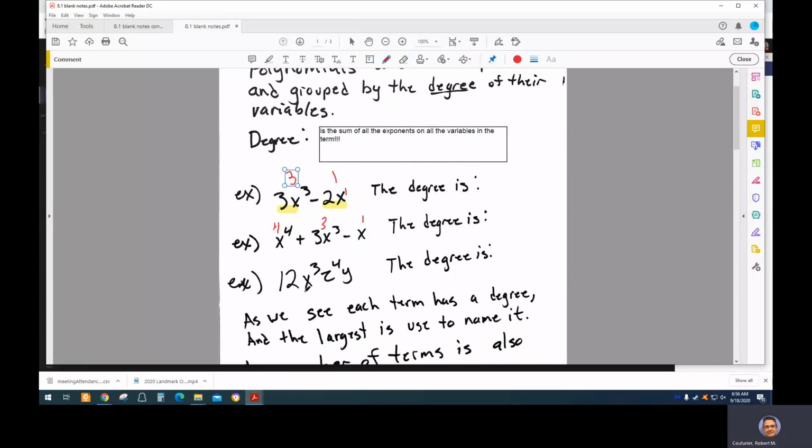What about this one? Again, look, there are 1, 2, 3 variables. This one has a hidden one. So again, we go back to our original definition. Degree is the sum of all the exponents on all the variables in the term. So we have a 3, a 4, and a 1. Sum means you have to add all of these together. So that's 7, 8. So this degree here is degree 8.